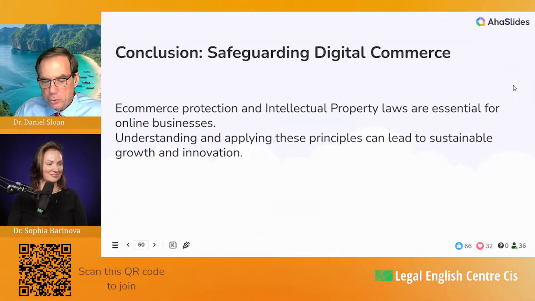In conclusion, safeguarding digital commerce. E-commerce protection and intellectual property laws are essential for online businesses. Understanding and applying these principles can lead to sustainable growth and innovation.